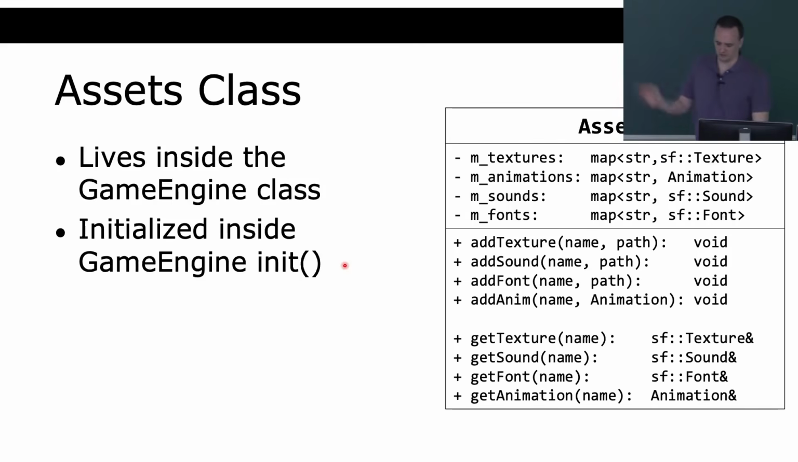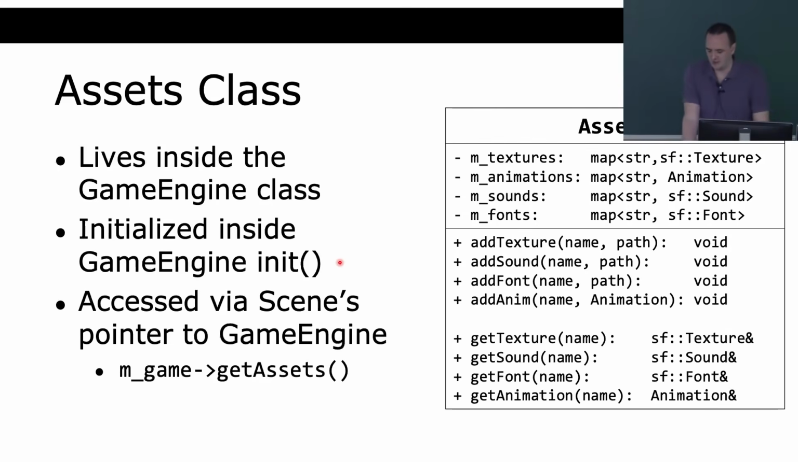So we're just going to load everything. And what this is right now on these slides, the access to the assets class is inside each of our scenes. We are going to have a variable that points to the game engine. So the game engine stores all the scenes, but the scenes are also going to be given access to some of the data of the game engine, so I can do things like give me the window, give me the assets, stuff like that.